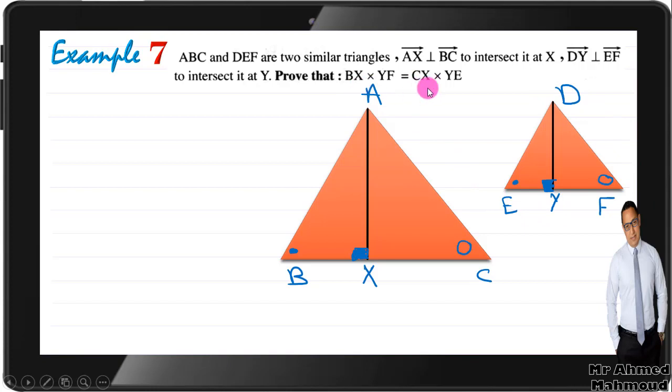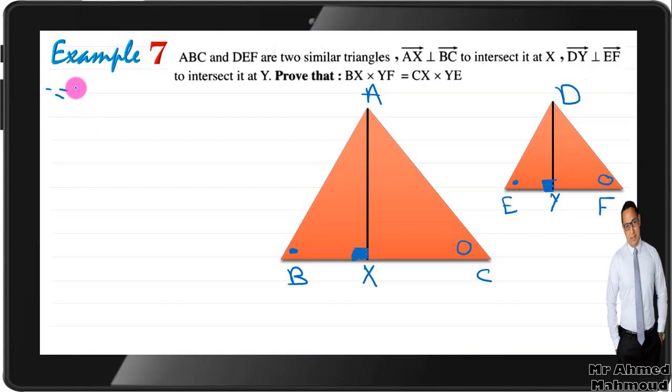By looking carefully at these line segments, I'm going to check which triangle they are included in, and work on these triangles. BX here, YF here, CX here, and YE here. So BX is included in ABX, XC in AXC, EY in DYE, YF in DYF. So I'm going to work on the small triangles and prove that they are similar.